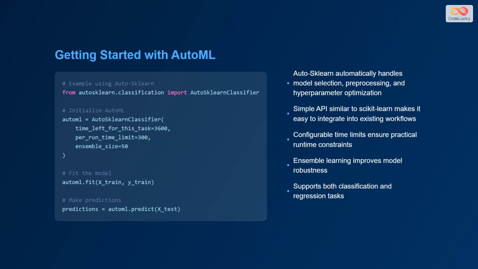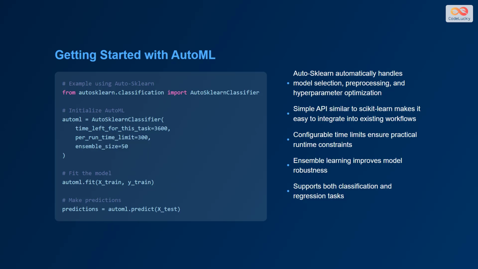Here's how you can get started with AutoML using Auto-Sklearn, a popular Python library. First, import the Auto-Sklearn classifier from the Auto-Sklearn.classification module. Then initialize AutoML by creating an instance of the Auto-Sklearn classifier, specifying parameters like time left for this task, per runtime limit, and ensemble size. Next, fit the model using your training data x_train and y_train. Finally, make predictions using your test data x_test.